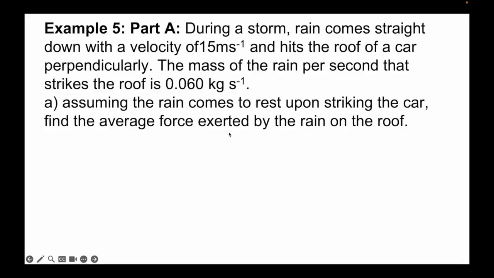Another example, example number 5. During a storm, rain comes straight down with a velocity of 15 meters per second and hits the roof of a car perpendicularly. The mass of the rain per second that strikes the roof is 0.060 kilograms per second. So this is how much mass per second is smashing into the roof. Assuming that the rain comes to rest upon striking the car, find the average force exerted by the rain on the roof. So when we say it comes to rest, it's not bouncing off the car, right?